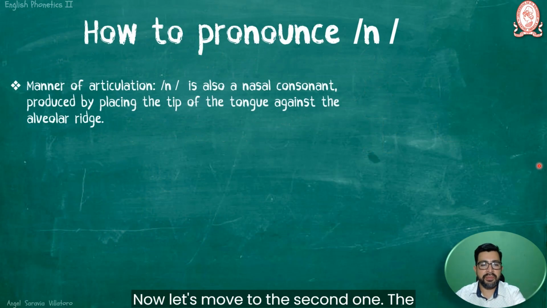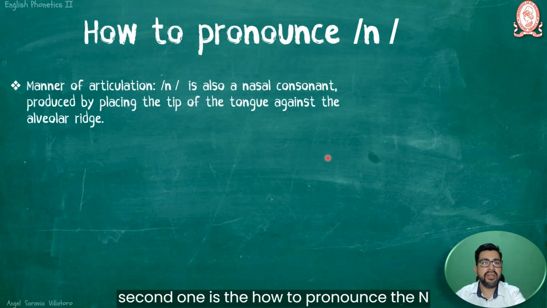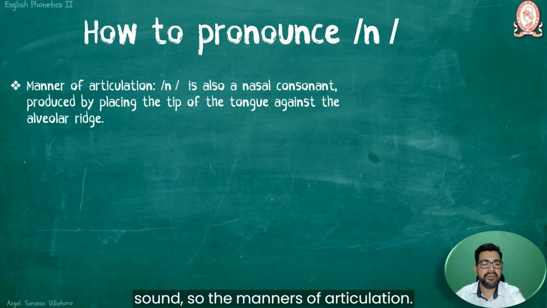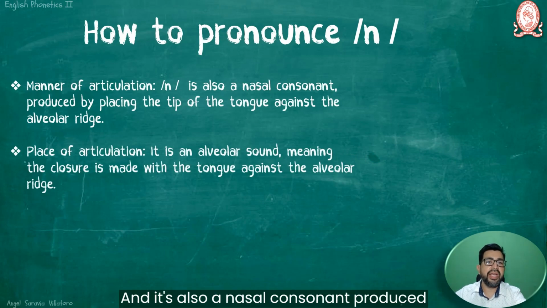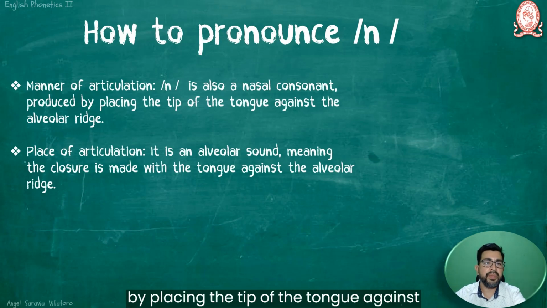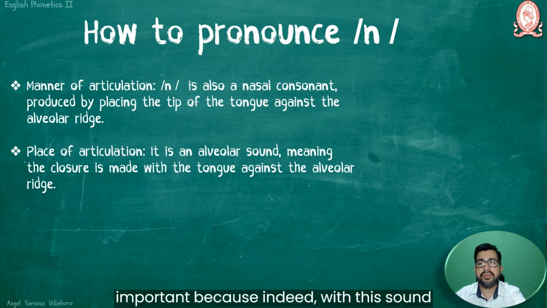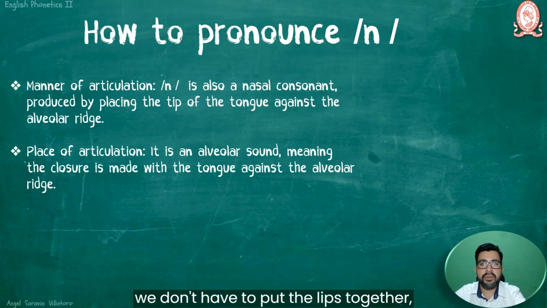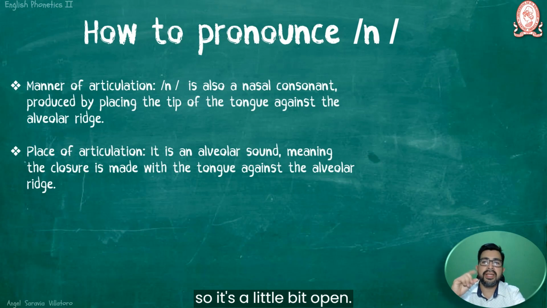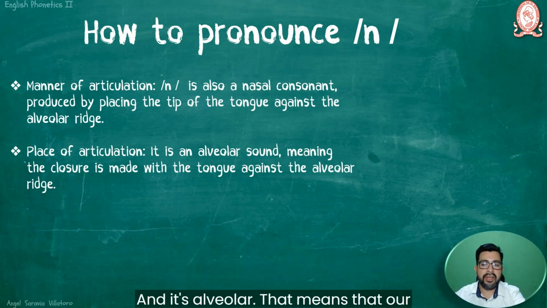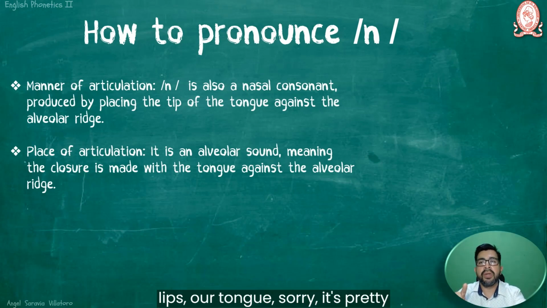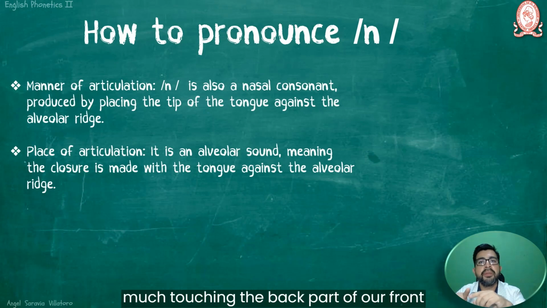Now let's move to the second one. The second one is how to pronounce the N sound. So the manner of articulation: N is also a nasal consonant produced by placing the tip of the tongue against the alveolar ridge. And this is really important because with this sound, we don't have to put the lips together. So it's a little bit open. And it's alveolar. That means that our tongue is pretty much touching the back part of our front teeth.